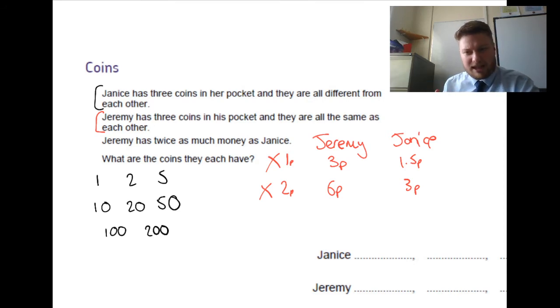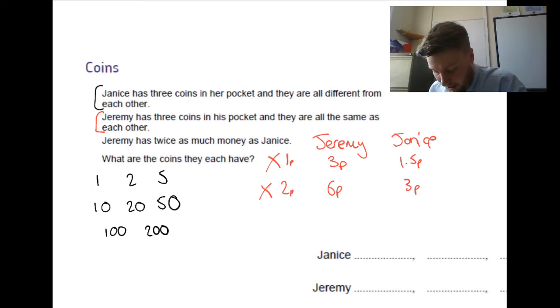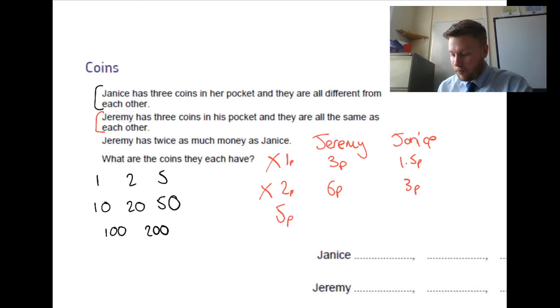And now we can repeat this process. See, now we've got a strategy. We're going logically through each of the steps. We can just choose each of the coins. We can have a look at 5 pence. Does it work? Well, Jeremy's going to have 15. That means Janice is going to have 7.5. Well, that doesn't make sense. So that's not going to work.